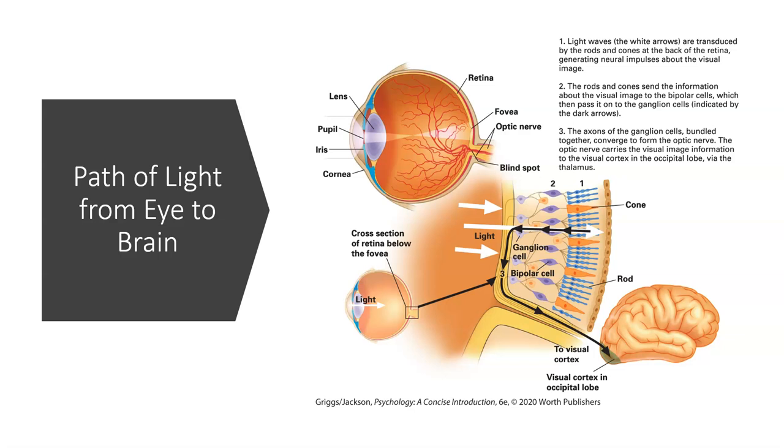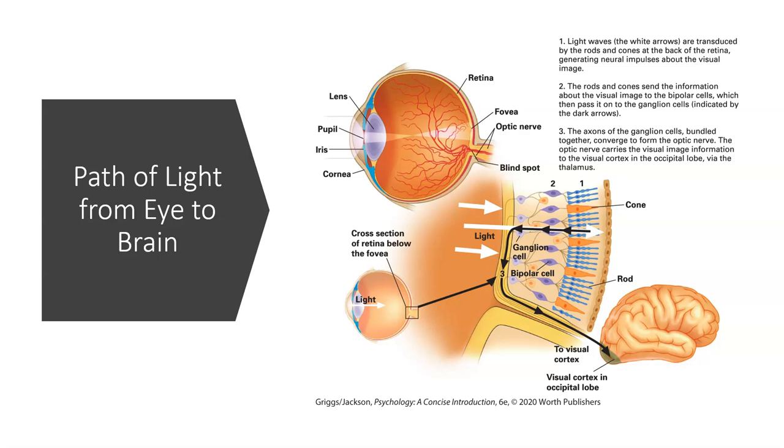So the neural impulses, they'll be transduced by the rods and cones, which means that they're taking the raw light information and converting it into a neural message. Those neural impulses are then going to be sent on forward for eventually to end up in the occipital lobe.